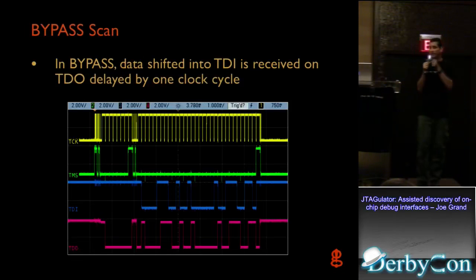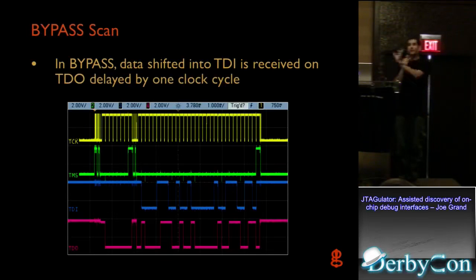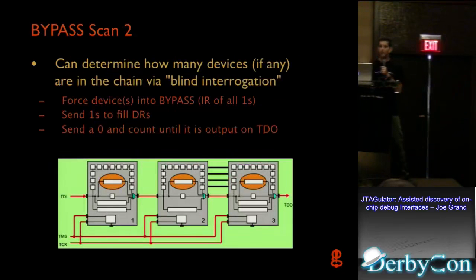And then we send data in on TDI and count how many clock cycles it takes to get to the other side. And if we see something come out on the other side, then we know that we found the pins, and then we can count how many clock cycles and know how many devices there are in the chain. So it's sort of a cool thing. But it takes a lot longer because we're sending so much more data. And that's what's called blind interrogation, to actually see how many devices are in the chain.